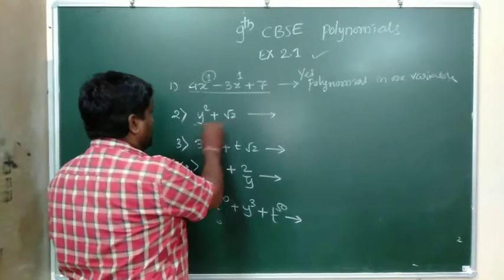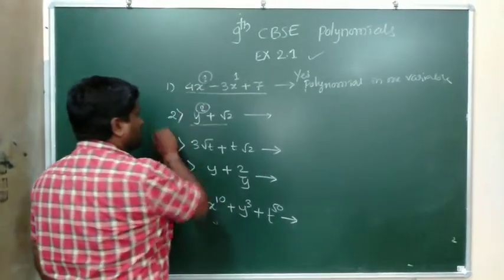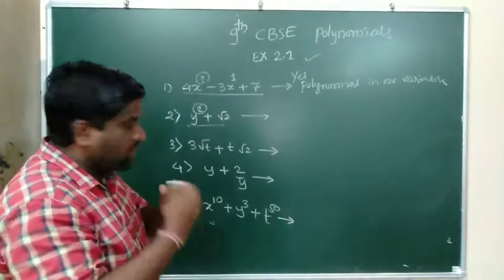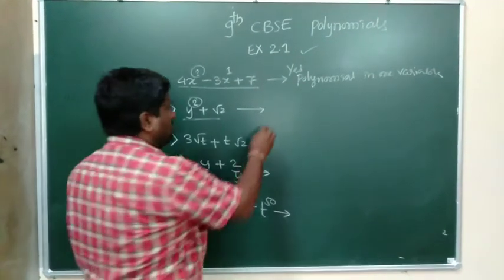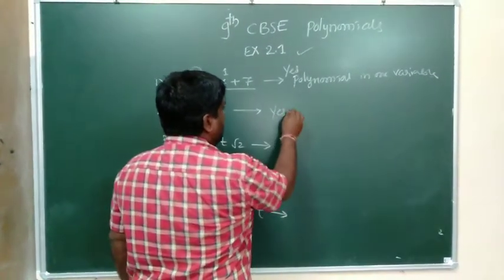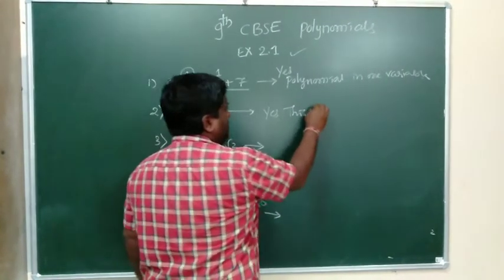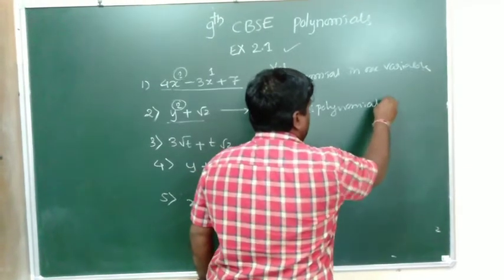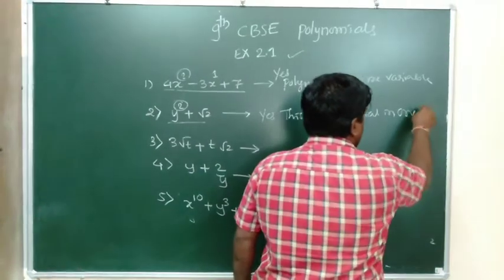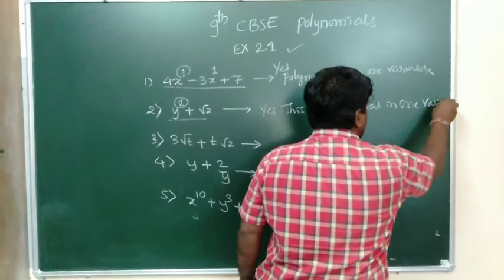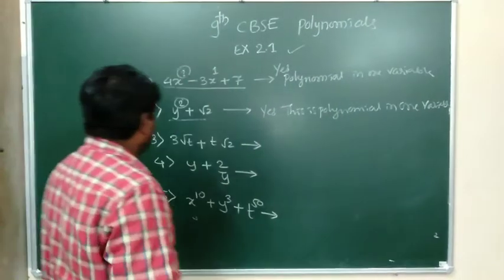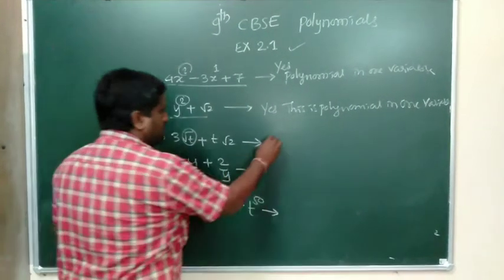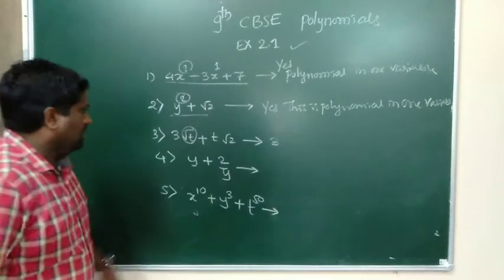Let us do the second one. See, the power is 2. The power of the variable should be a whole number. So yes, this is a polynomial in one variable.